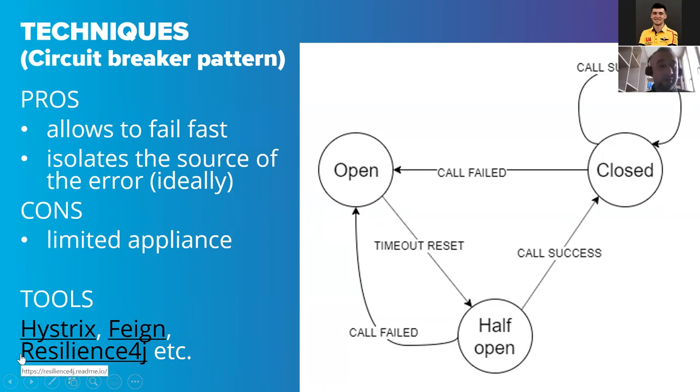And another library that I would like to mention here is Resilience4j. It is also an implementation of the circuit breaker pattern, but how it differs from Hystrix and Feign is that it uses Lambda and is designed mainly for reactive applications. So if you have this kind of application, it is probably worth looking at Resilience4j here. Okay, let's carry on.